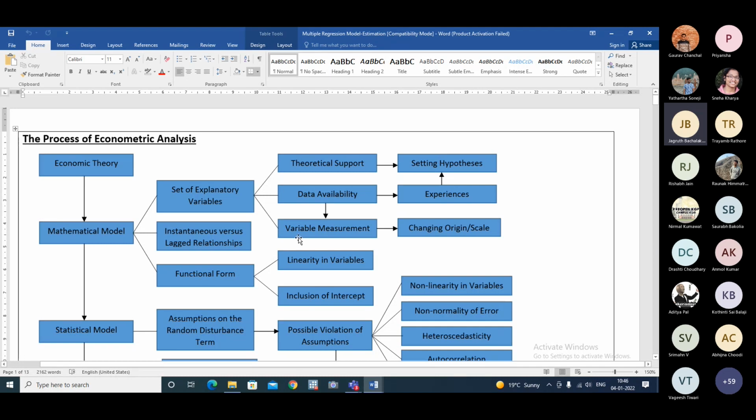Again, this aspect is also very, very important: data availability and measurement of the variables. Like I'm asking you, how will you measure financial performance of a farm? Can anyone tell me how to measure financial performance of a farm? What indicator would you like to use?